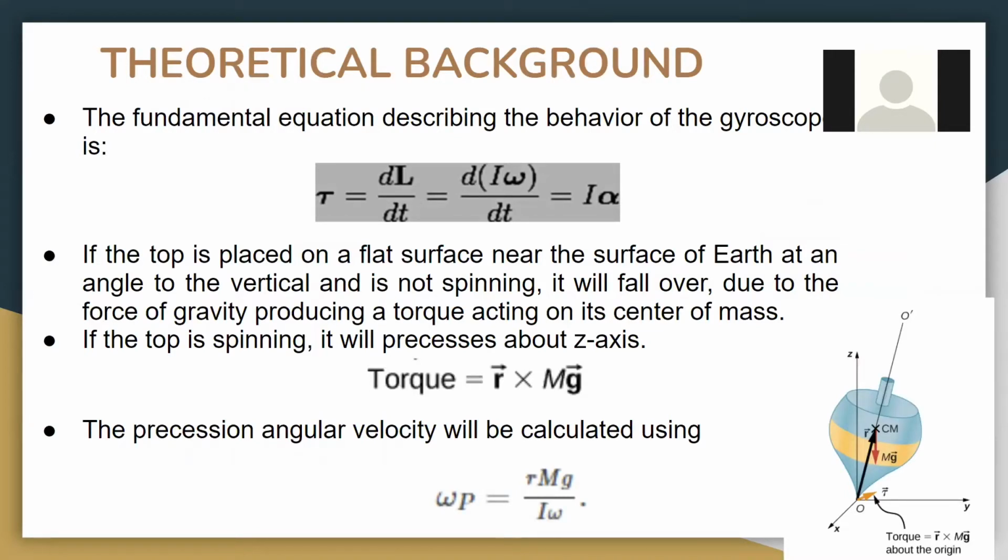The equation over there shows the behavior of the gyroscope. If the top is placed on a flat surface near the surface of Earth at an angle to the vertical and is not spinning, it will fall over due to the force of gravity producing a torque acting on its center of mass. If the top is spinning, it will precess about the z-axis. This is the formula for torque, and the precession angular velocity will be calculated using this equation. So that's all from me.